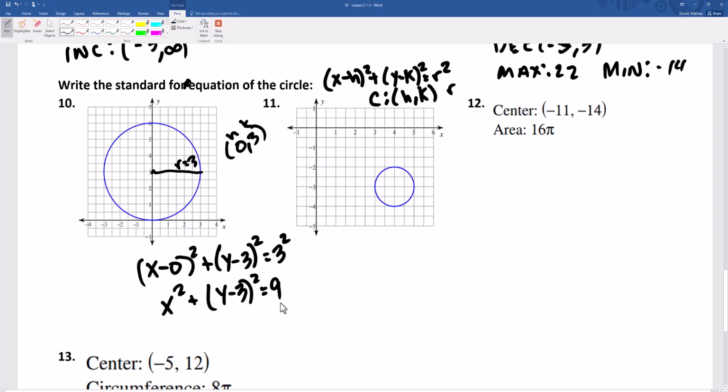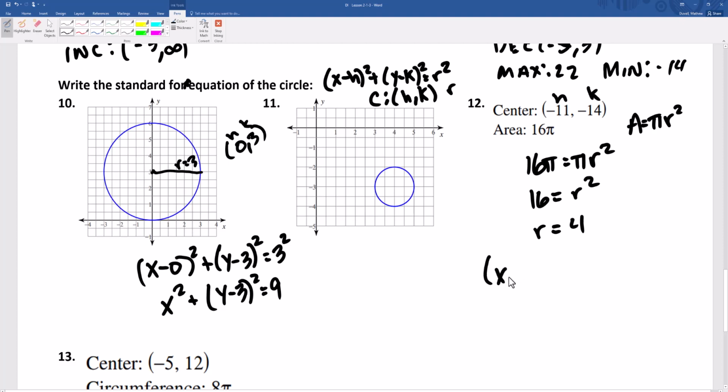Now this next one's a little different because it gives us the center and the area. So remember, the area of the circle is going to be pi r squared. So 16 pi equals pi r squared. Divide both sides by pi. Square root both sides. Your r equals 4. There we go. So I have my h, I have my k. So x minus negative 11, y minus negative 14 equals r squared, which is the same as 16.